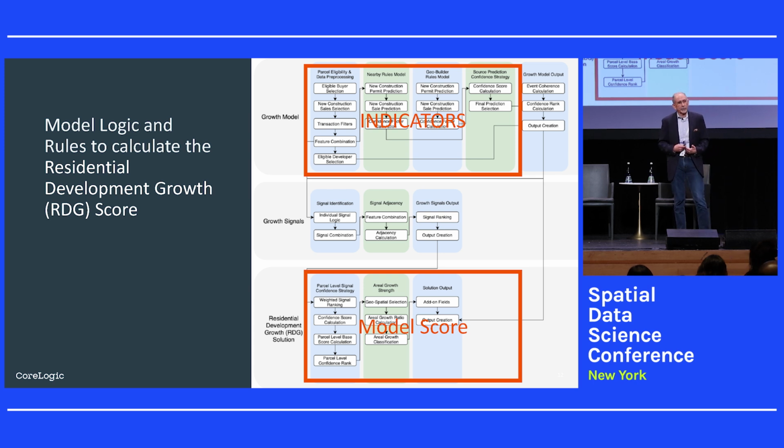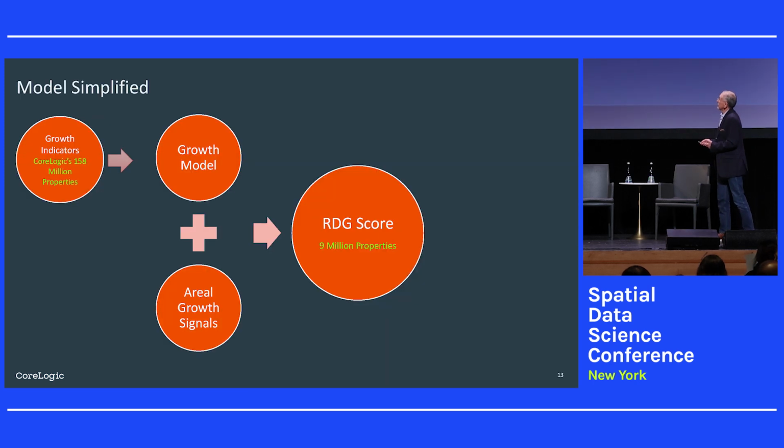And what we have found is that not everybody employs 100 data scientists. They just have some guy who's a GIS guy in the back room. They just want the answer. And that's why we came up with the model. So simplified, the model takes 158 million properties in the United States. We track that. That's what we do. And we come up with a growth score.